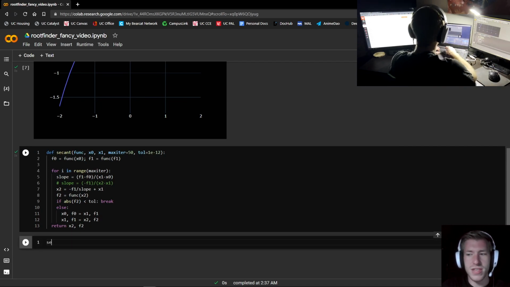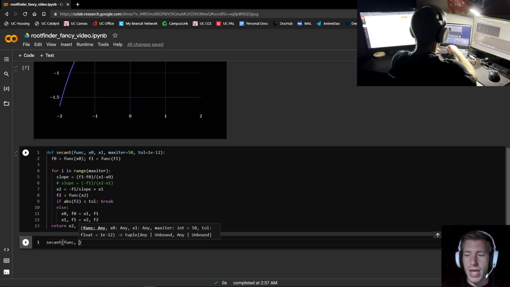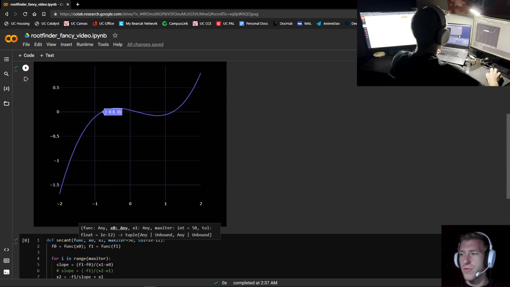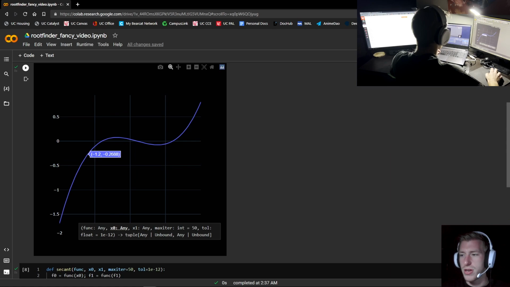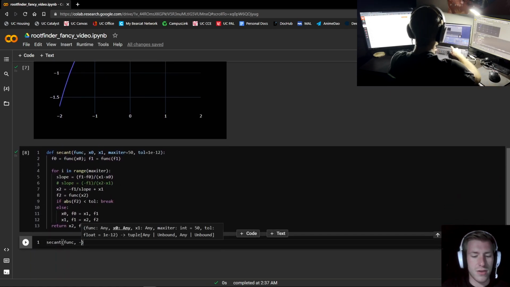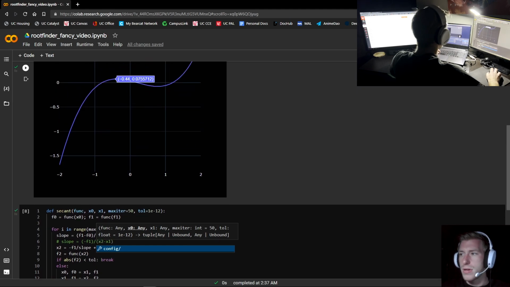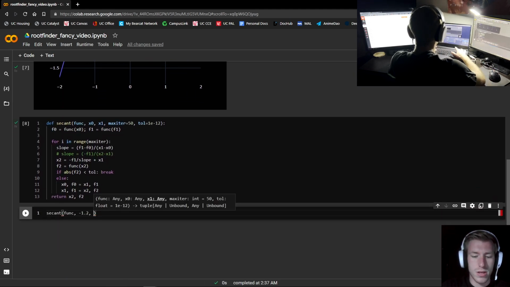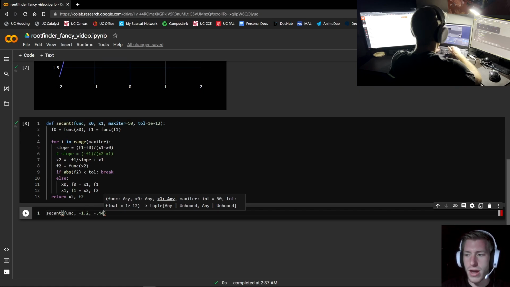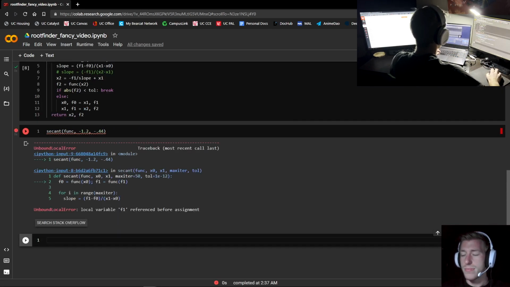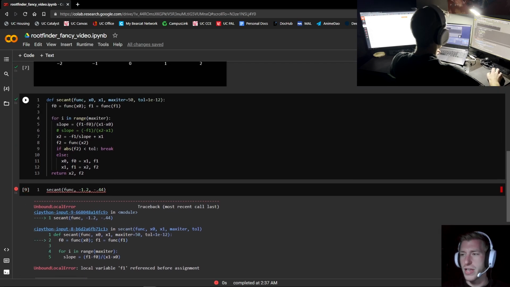Here we go. So if we take the secant of our function, and we're going to try to calculate this one right here, which is at the negative 0.8. So we're going to do something like negative 1.2 and negative 0.44, and I just gave you the two initialized values to run this. F1 is referenced before assignment. What does that mean?